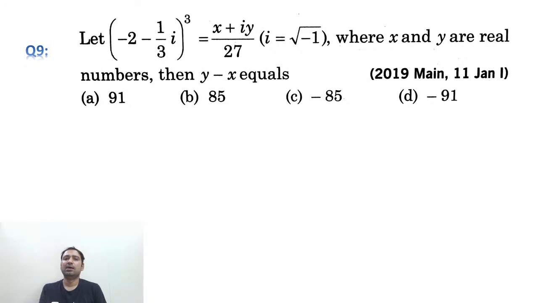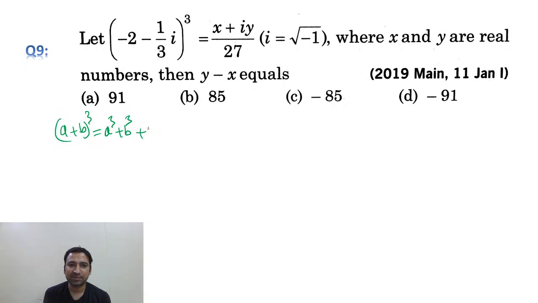Yeah. So tell me, guys, let's expand this. This is just like (a+b) whole cube only, guys. What is the (a+b) whole cube formula? The (a+b) whole cube formula you applied, that's it. (a+b)^3 is a^3 + b^3 + 3a^2b + 3ab^2. So if we use this formula here, let's see what we get.